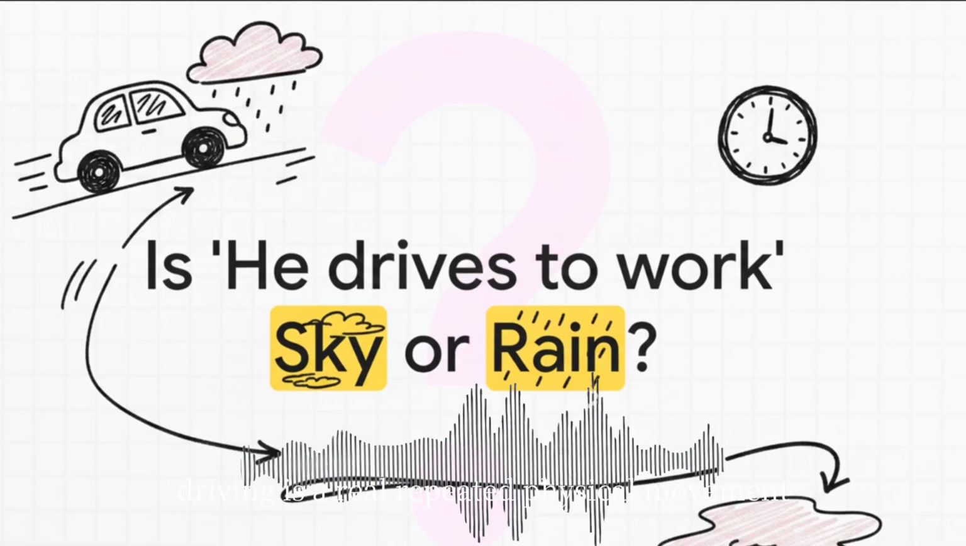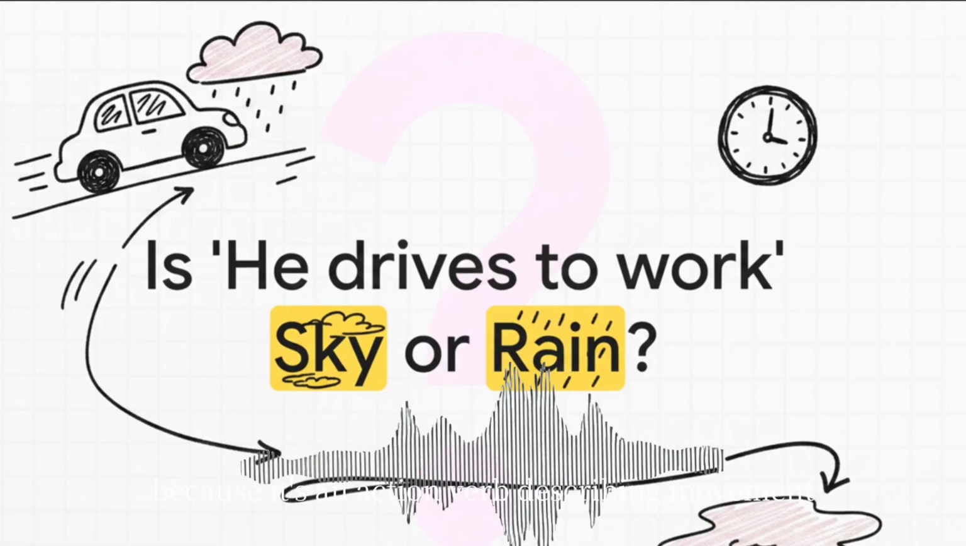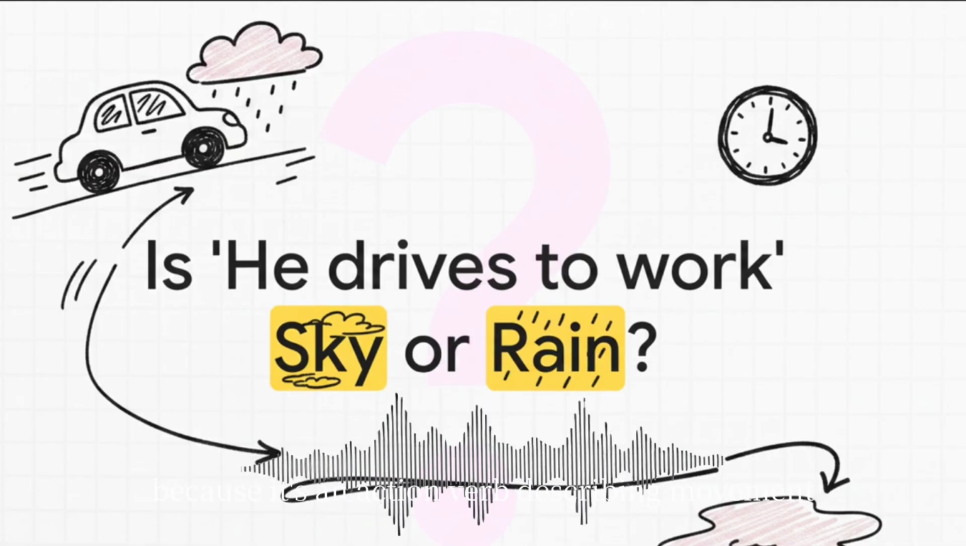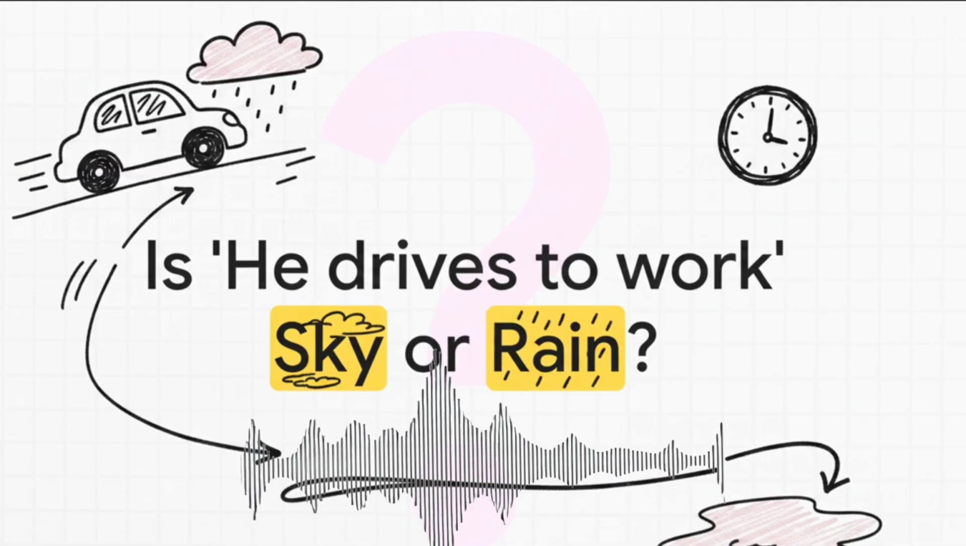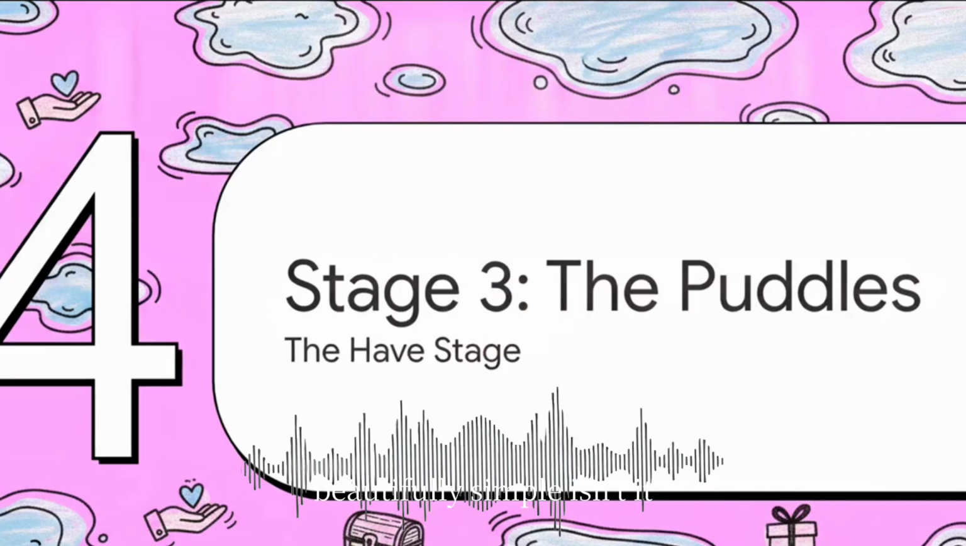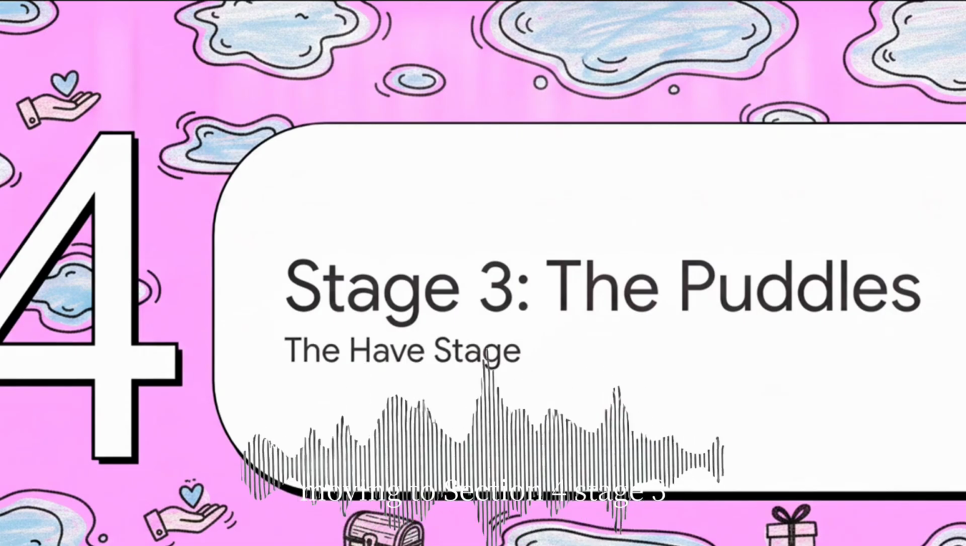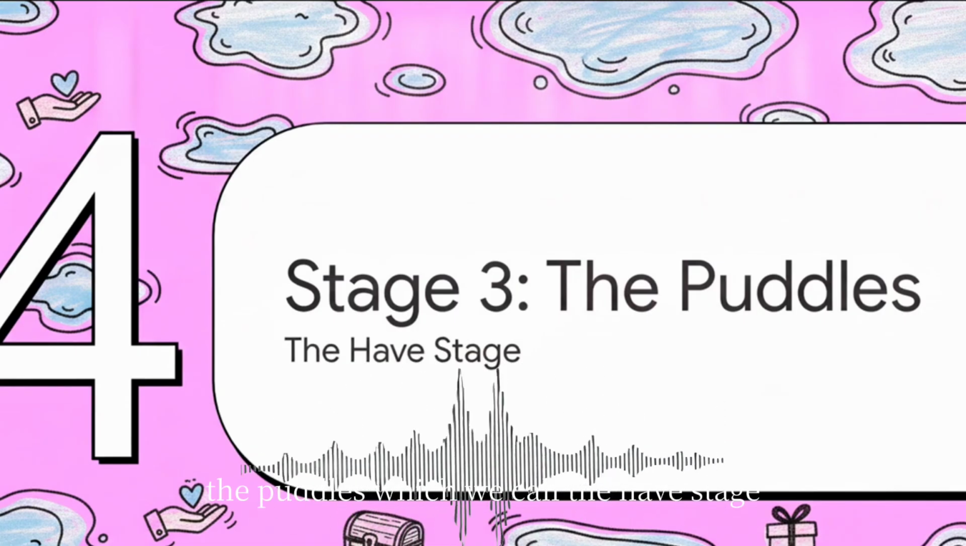Driving is a real, repeated physical movement. Because it's an action verb describing movement, that makes it pure rain. Beautifully simple, isn't it? Moving to section 4, stage 3, the puddles, which we call the have stage.